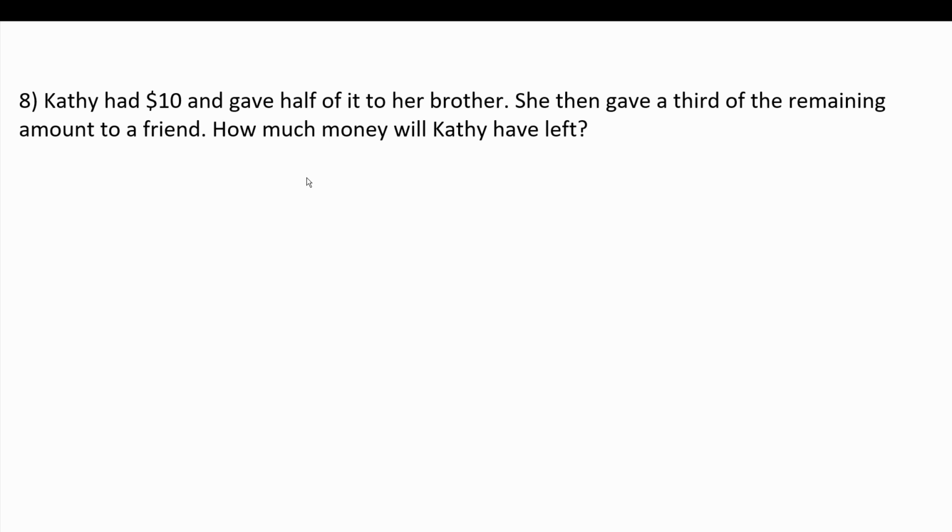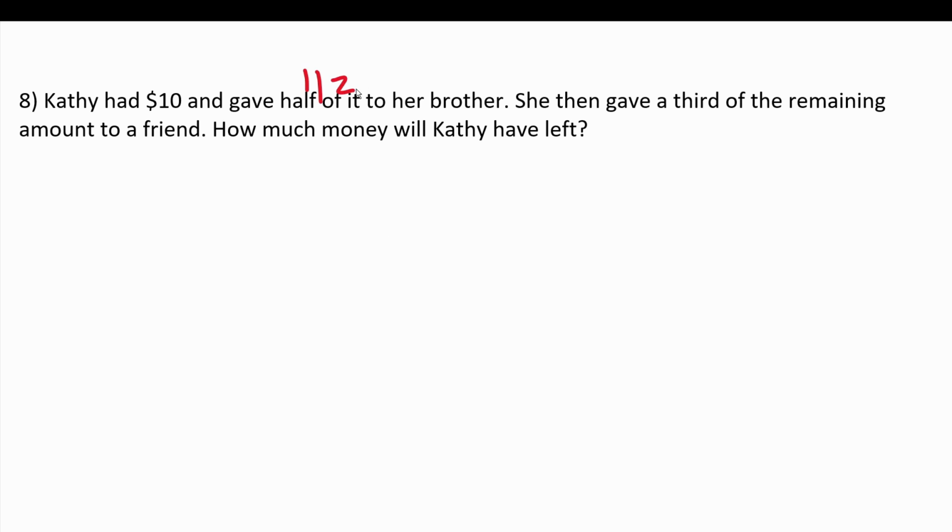All right, number 8 says Kathy had $10 and gave half of it to her brother. She then gave a third of the remaining amount to a friend. How much money will Kathy have left? All right, so for this one, I'm actually going to use the fractions to work it out. And again, you could do it either way. You can convert these fractions to decimals and go from there, or you can just work this out involving fractions. In this case, the fractions aren't that difficult to work with.